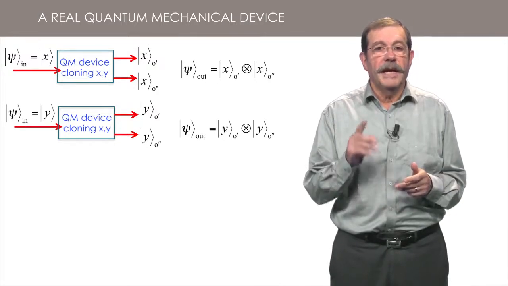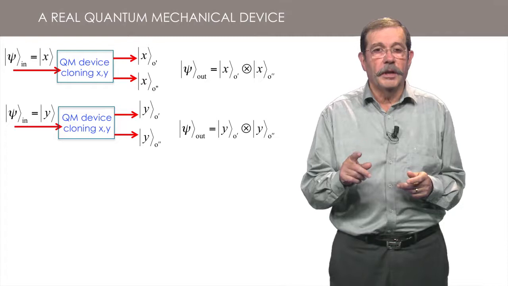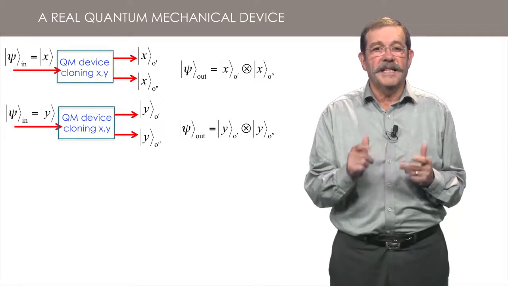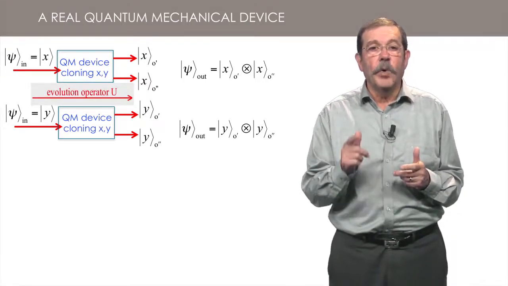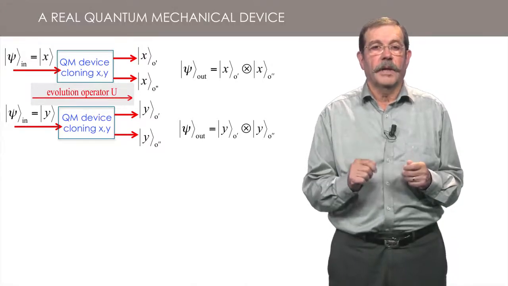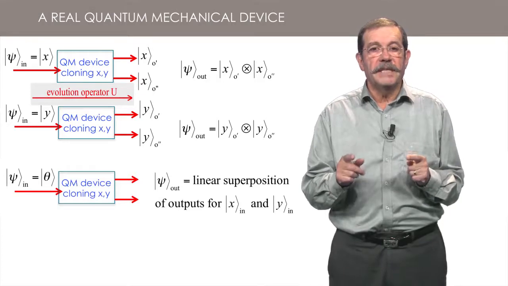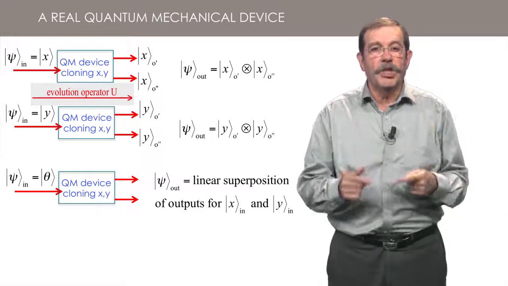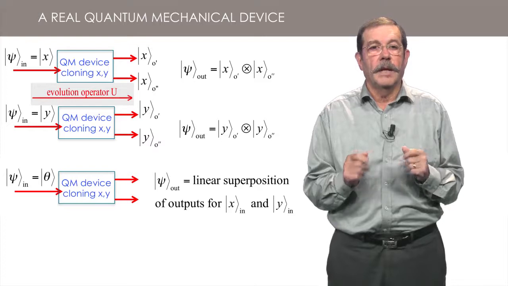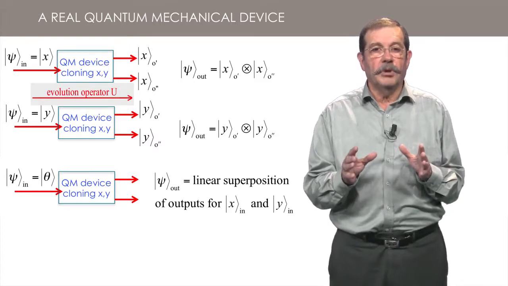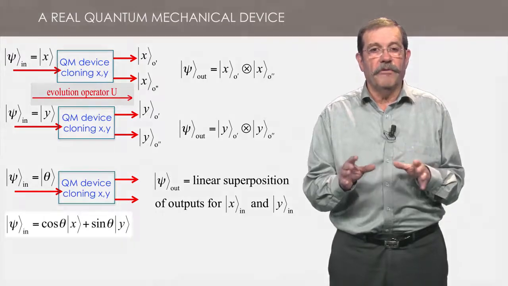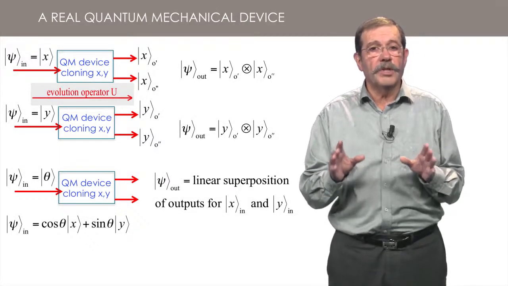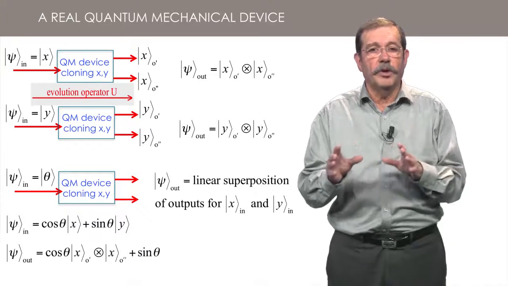In particular, its action is described by a Hamiltonian, and the relation between the input radiation state and the output radiation state is described by an evolution operator, which is a linear operator. Linearity of the evolution means that the output associated with the superposition at the input is the superposition of the corresponding outputs. It applies to a theta-polarized photon, considered as a superposition of an X-polarized photon and a Y-polarized photon. Linearity thus allows us to simply express the output of our real quantum mechanical device.